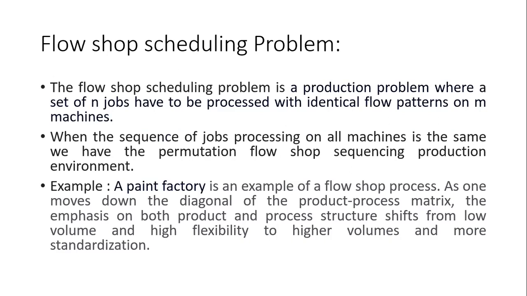The next one is the flow shop scheduling problem. It is also a kind of production problem where a set of n jobs have to be processed with identical part flow on m number of machines. The sequence of jobs to be processed on all the machines is identical, the same in nature. For example, take a paint factory as a flow shop process. One moves down the diagonal of the product process matrix. This clearly states that both product and process structure shift from low volume and high flexibility to higher volume and more standardization.